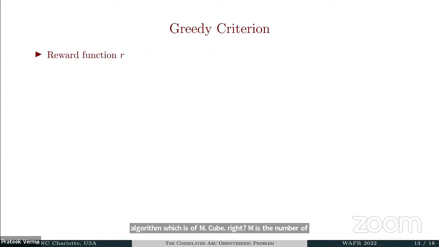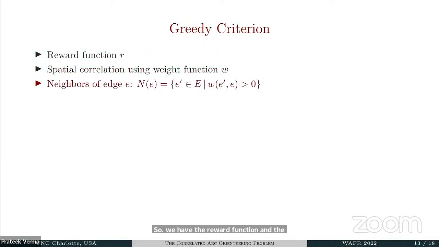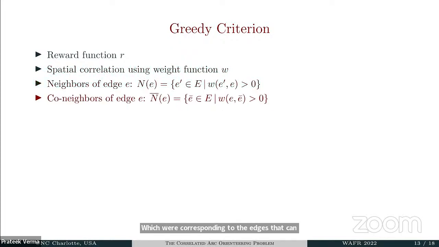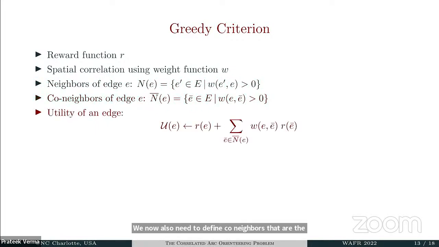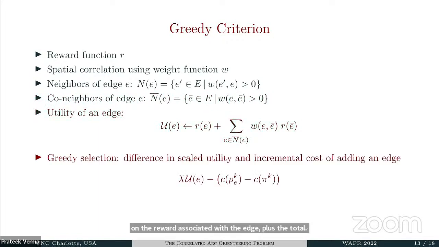So we have the reward function and the spatial correlation, which was given by the weight function. We defined the set of neighbors, which correspond to the edges that can observe an edge E. We now also need to define co-neighbors, which are the edges that an edge E can observe. And this gives us the definition of the utility of an edge, which is the reward associated with the edge plus the total sum of the rewards it could receive through correlations.